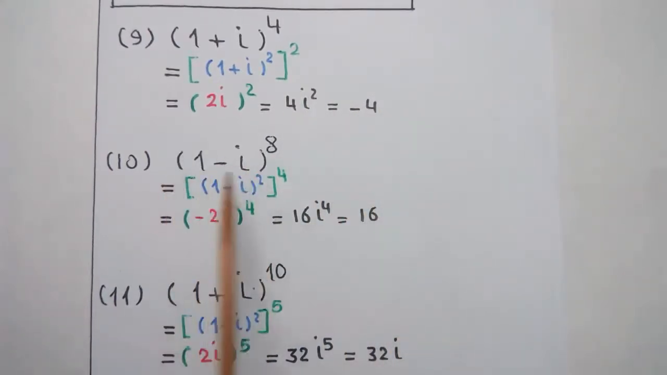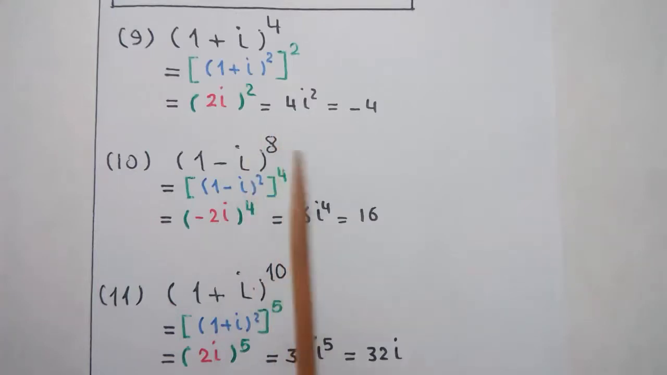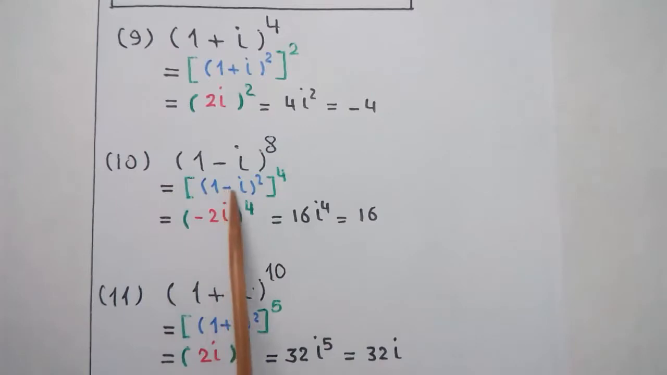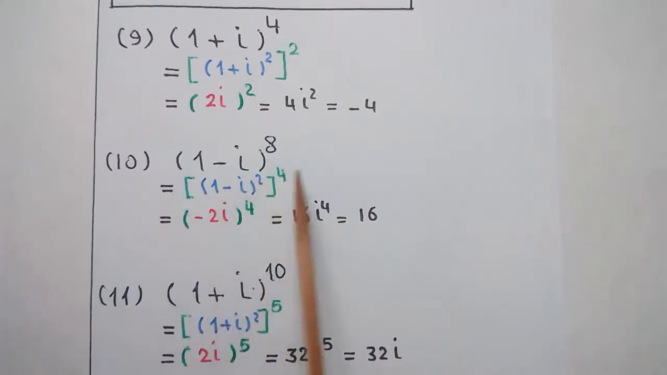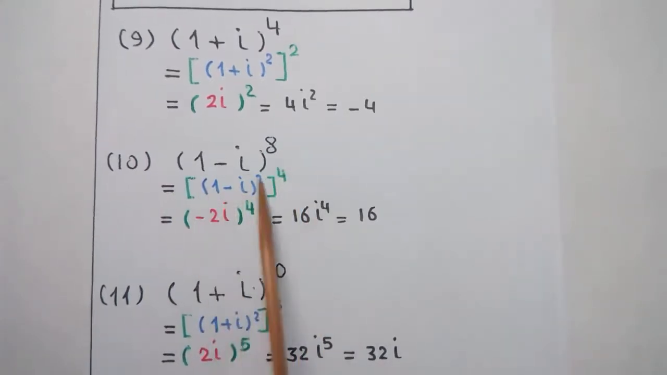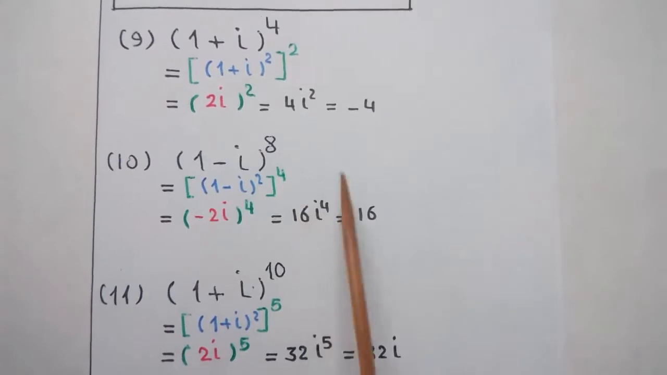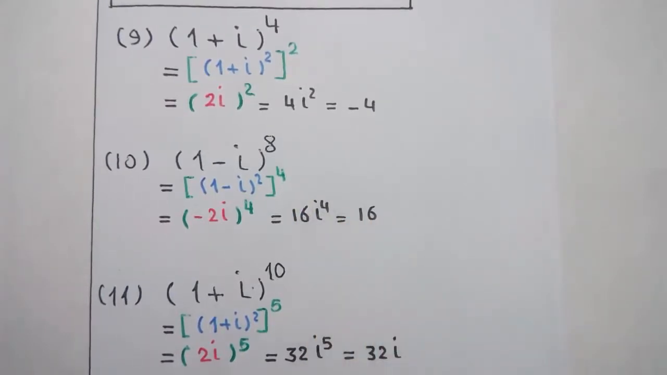(1 minus i) all power 8: 2 times 4 is 8, so (1 minus i) all power 2 all power 4 will be changed to negative 2i. (Negative 2i) power 4 is 16, since i power 4 is 1. So 16.